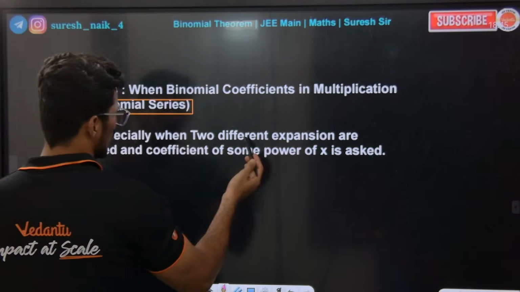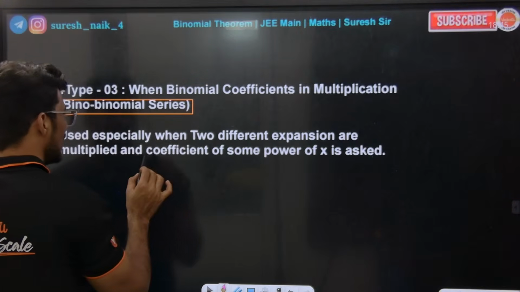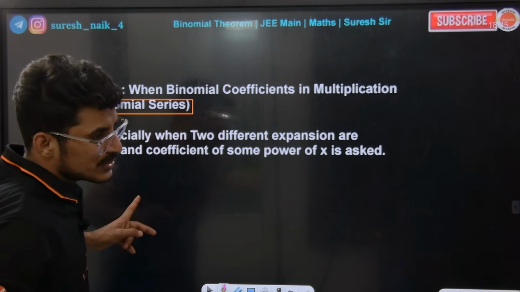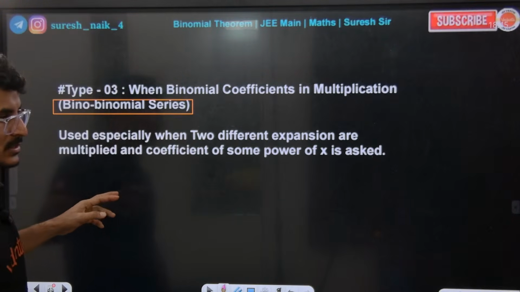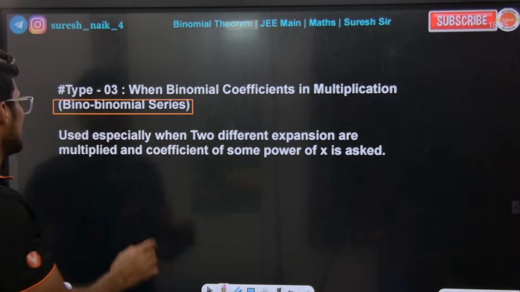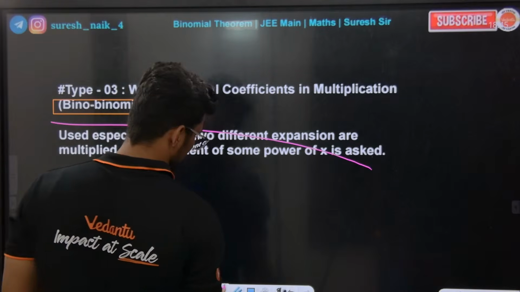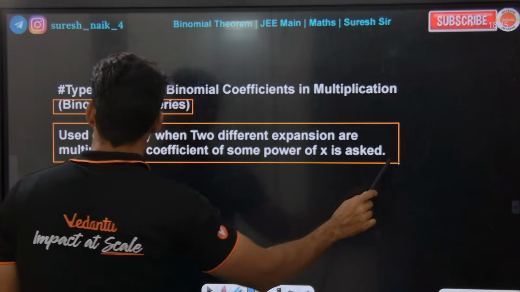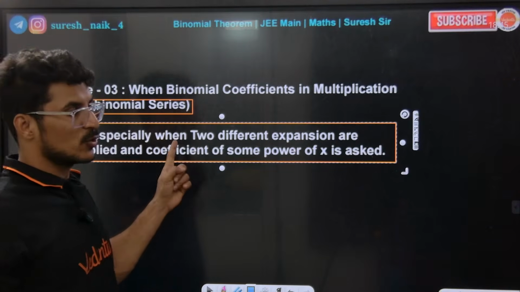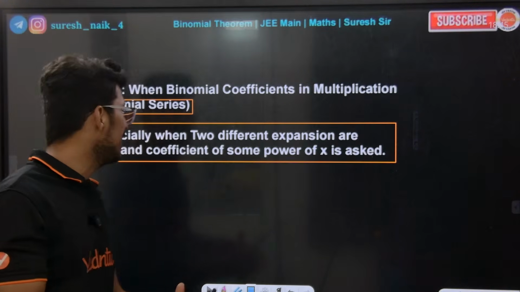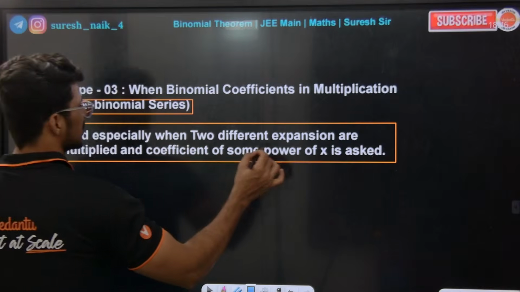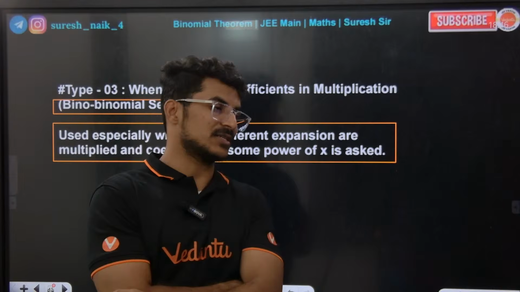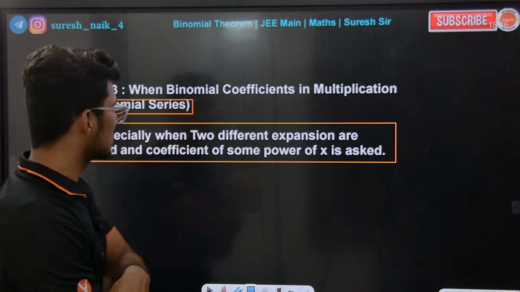Used especially when two different expansions are multiplied and a coefficient of some power of x is asked. When do we have to use this? When two different expansions are multiplied and then the coefficient of some power of x is asked, we need to use this.